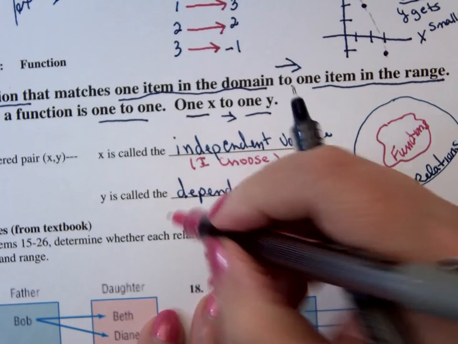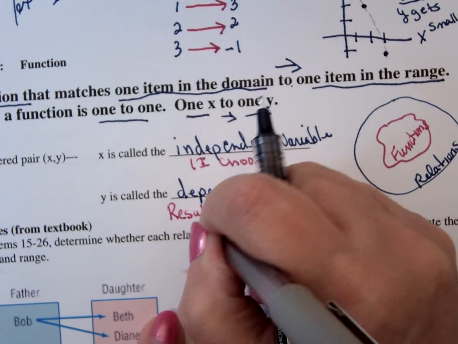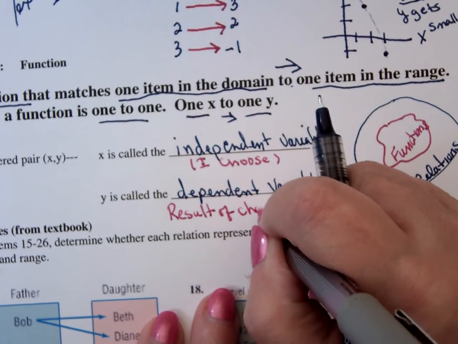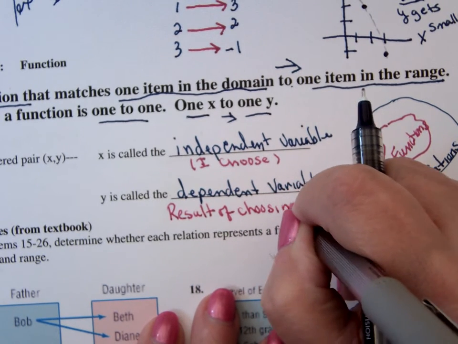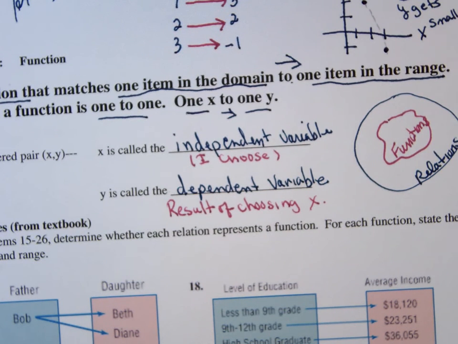And this is the result of choosing x. So it's a reaction to what x does. Y is always a reaction to what x does. X does something, y responds. That's why when we say we set up a T-bar chart, put in x, get out y, put in x, get out y, put in x, get out y, put in x, get out y.